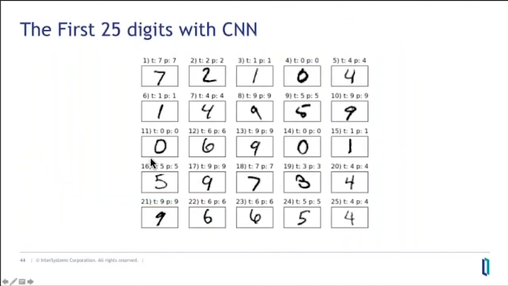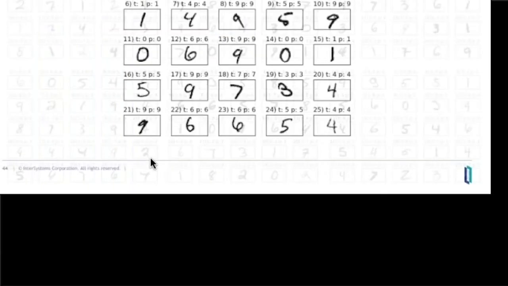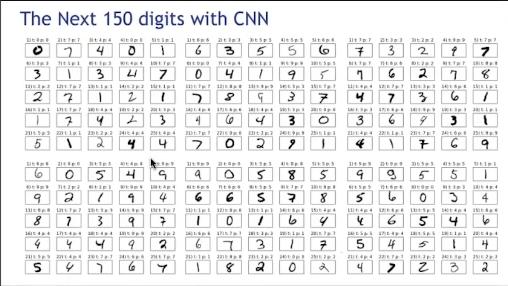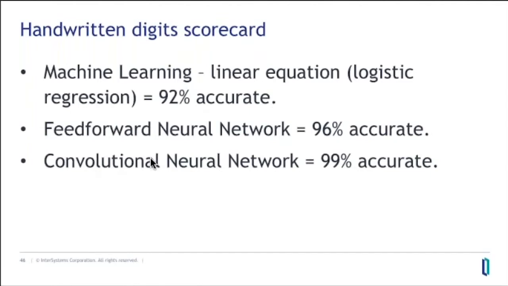So here are the first 25 digits that I got right, and you can see it now got this one right somehow. That's a 5. Must be mistrained. And then here are the next 150 digits, and I got all these right. So it didn't get everything right, but it takes a while for this thing to end up with one wrong.